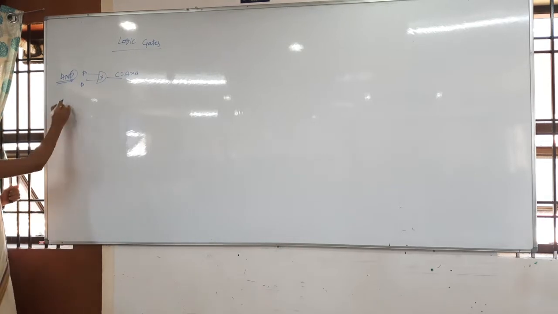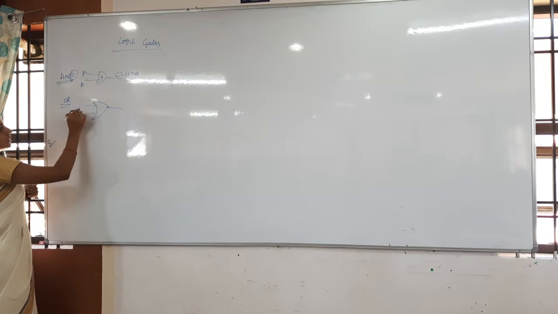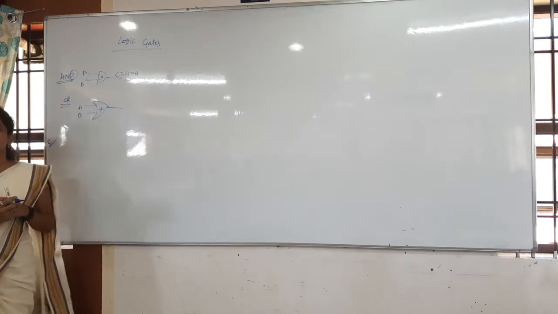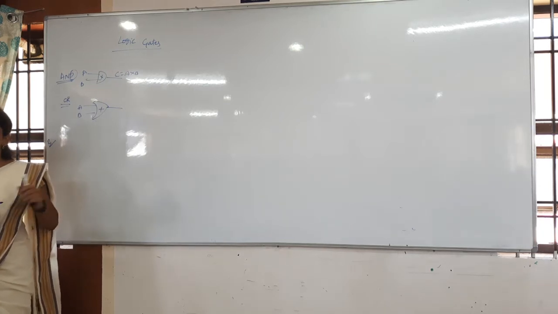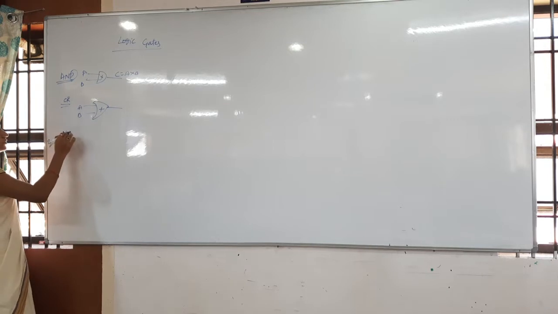Next one is the OR gate. In the OR gate again 2 inputs, 1 output was there. Which operation here? Addition. So 0 0 0 0 1 1 0 1 1. Yes, very good. Then the NOT gate.